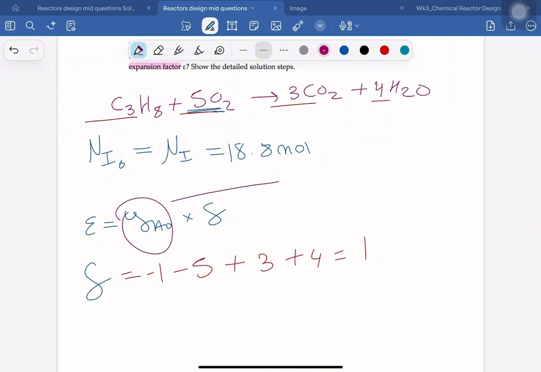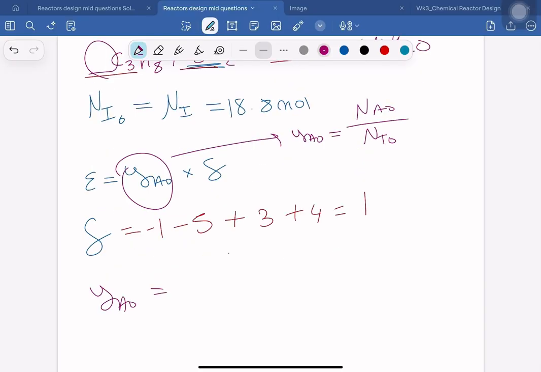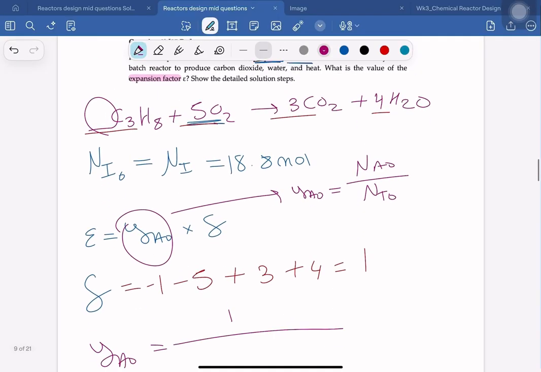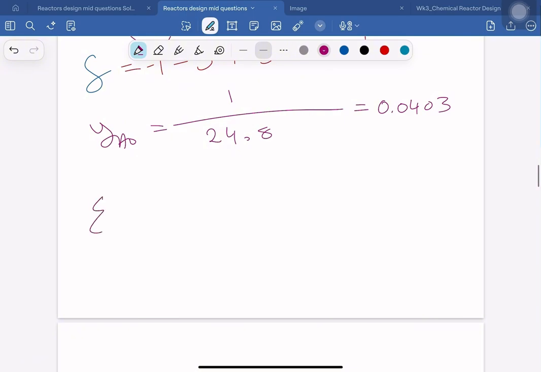بعدين ال YA naught is equal to the initial number of moles of A, which is 1, over the total initial number of moles. YA naught is equal to 1 over 1 plus 5 plus 18.8, which is 24.8. YA naught is equal to 0.0403. بعدين epsilon is equal to 1 times this, so simply epsilon is equal to 0.0403 بس.